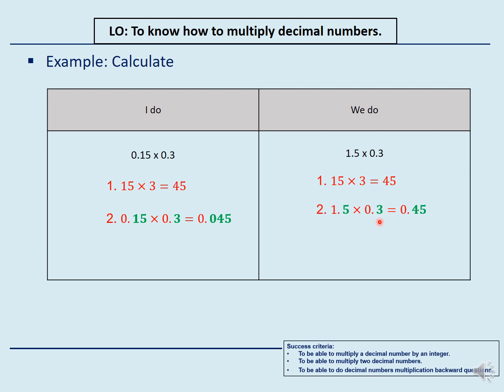In this number, I had 1 decimal place, and in the other, 1 decimal place, but in total I have 2 decimal places. So in my last answer, I need to have 2 decimal places. I go 1, 2, and put the decimal point there. So that's going to be your last answer. If you've done it right, perfect, well done.